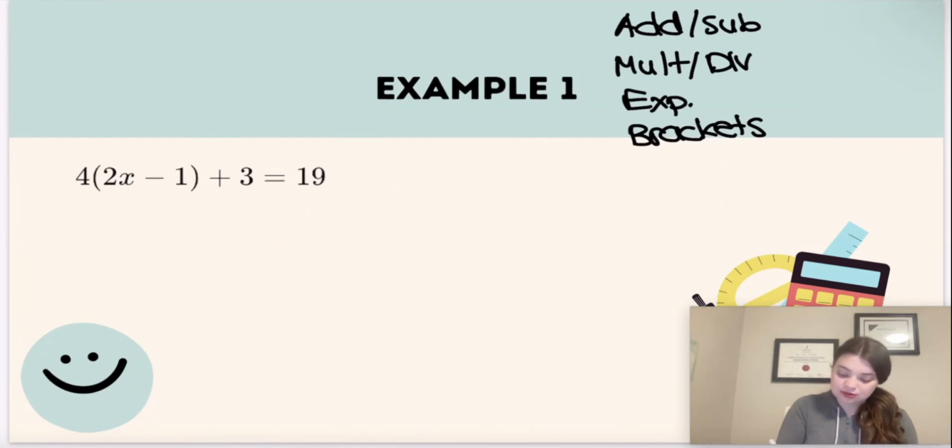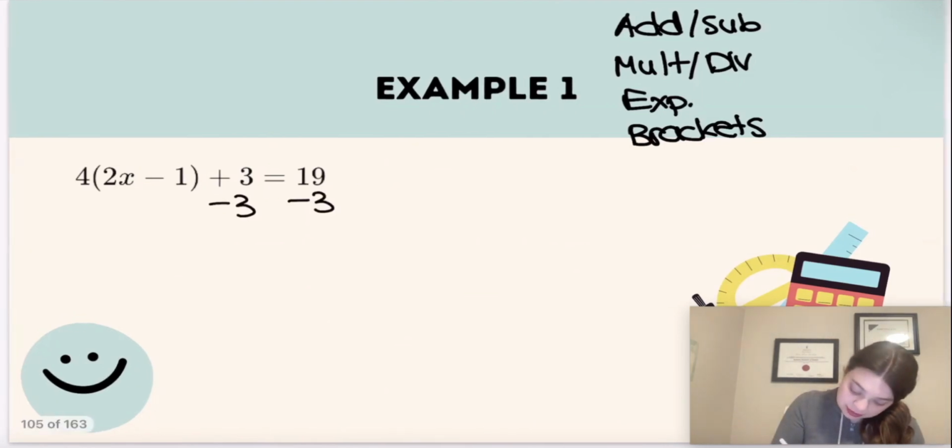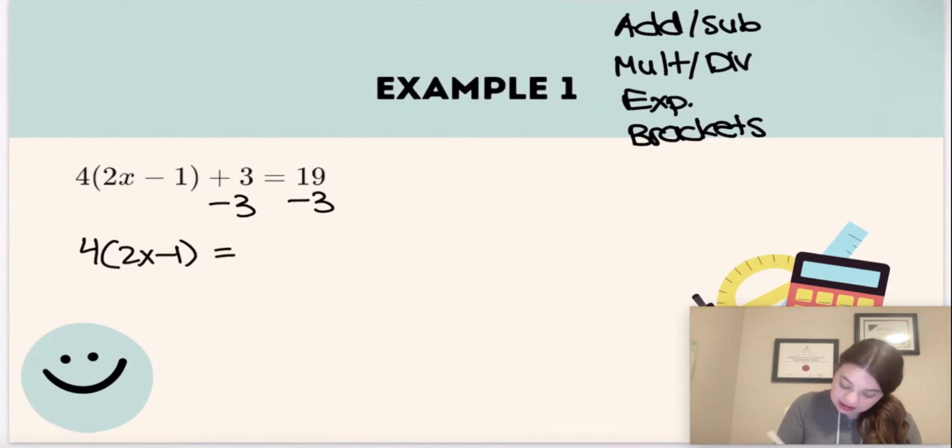Well, yes, I notice right here we have this plus 3. So in order to get rid of this plus 3, I need to subtract 3 from both sides. So I'm going to do that. Then on my left, the plus 3 and minus 3 cancel out, so we're just left with 4 times (2x minus 1). And then on the right, we have 19 minus 3, which is 16.